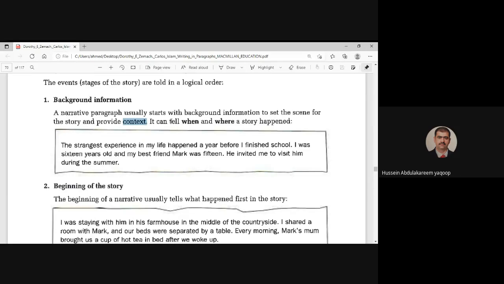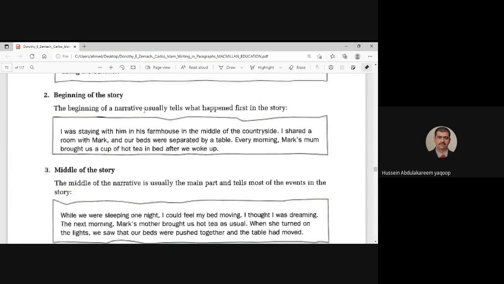What is important in the background information is that when I ask you later to write a narrative paragraph, you put in mind these 4 categories that must be included in the paragraph in the assignment. First, the background information, which contains the when and where, the time and the place. The second part is the beginning of the story. With the beginning of the story, we keep in mind to tell the first event. The beginning of a narrative usually tells what happened first in the story. So the first event should be put in the beginning of the story.